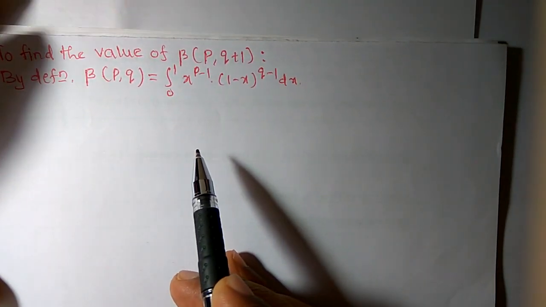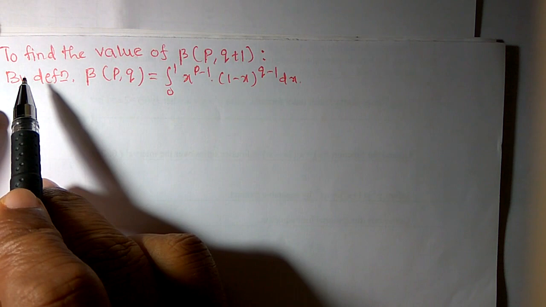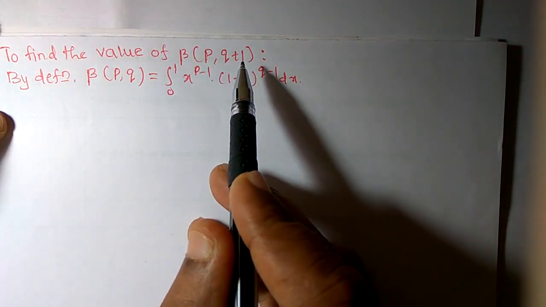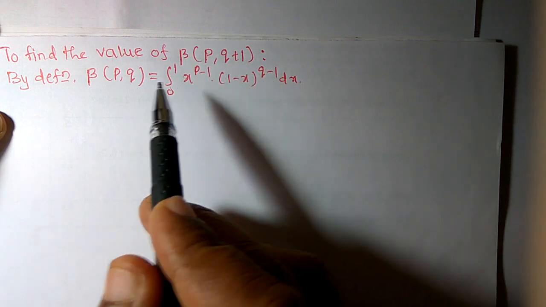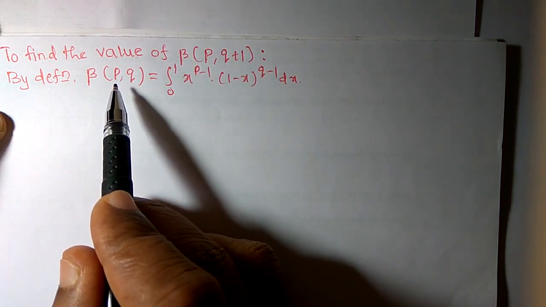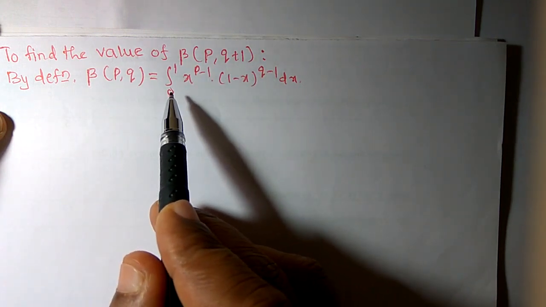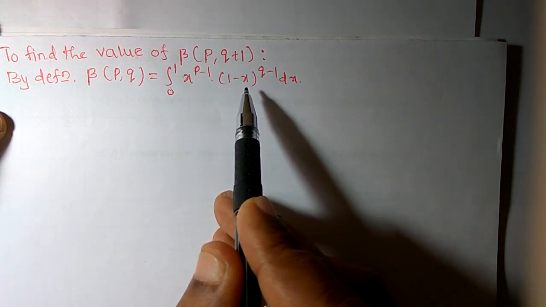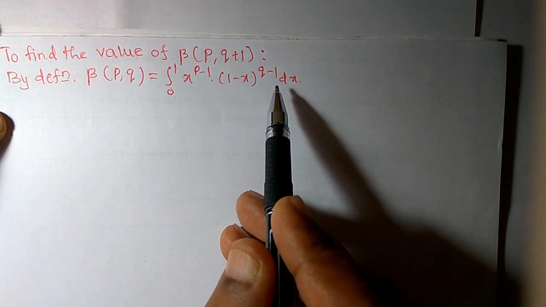In this video, I am going to find the value of beta p comma q plus 1. So by definition, beta p comma q can be written as integration of 0 to 1 x raised to p minus 1 into 1 minus x raised to q minus 1 dx, right?